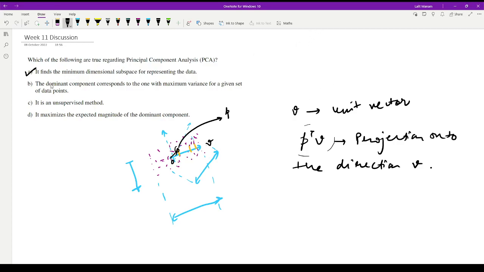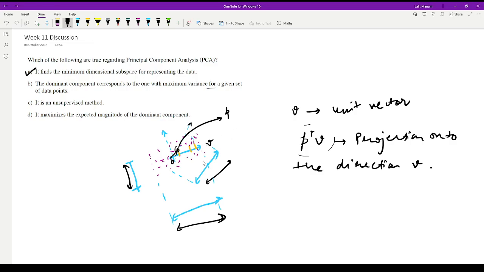So what do you think about this? The dominant component corresponds to the one with maximum variance for a given set of data points. So intuitively speaking, here you can see that the spread is more in this direction, the spread is less in this specific direction, and in this direction the spread is the least.